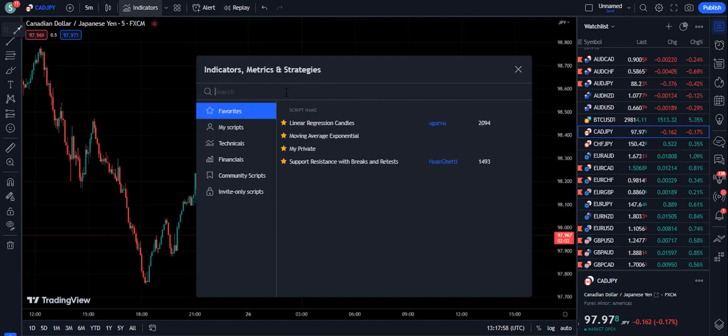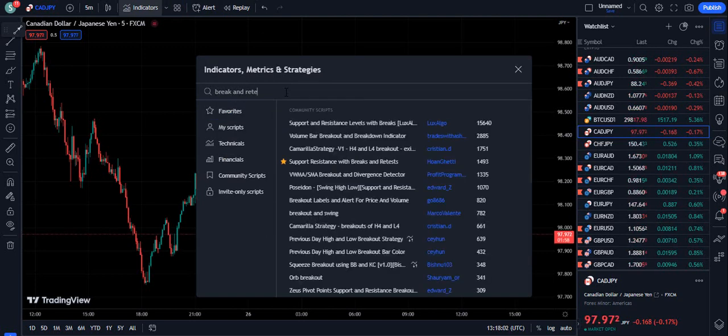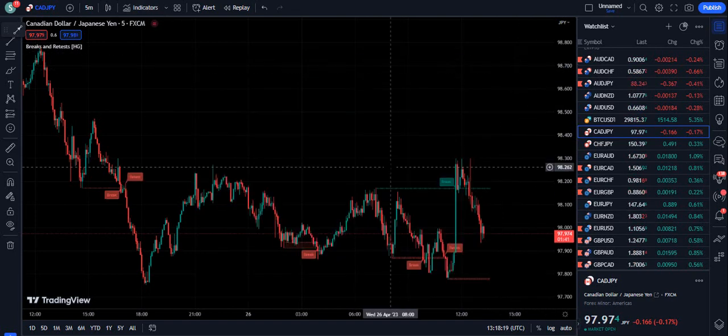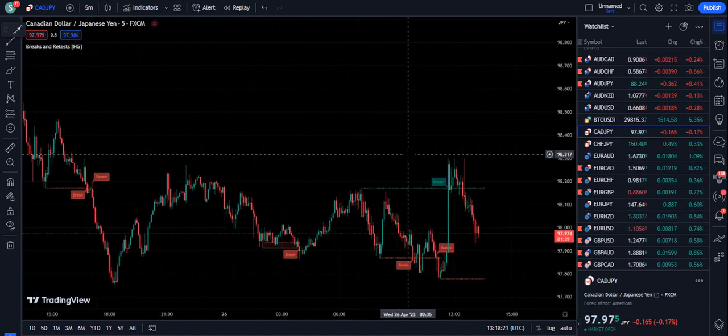Okay, now let's move toward the indicator section. Here we need to write break and retest on TradingView. When you write that, this indicator will come, called support resistance with breaks and retest by Juan Getty. I again repeat, the name of the author is Juan Getty, and this is one of the best indicators for the break and retest.